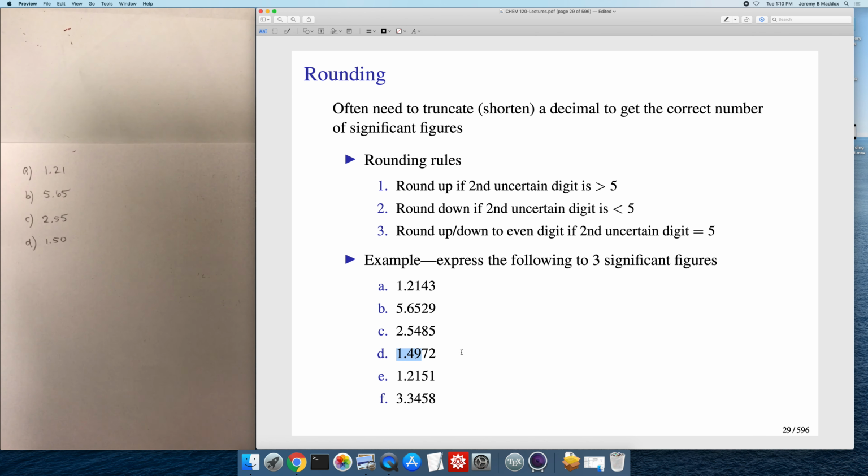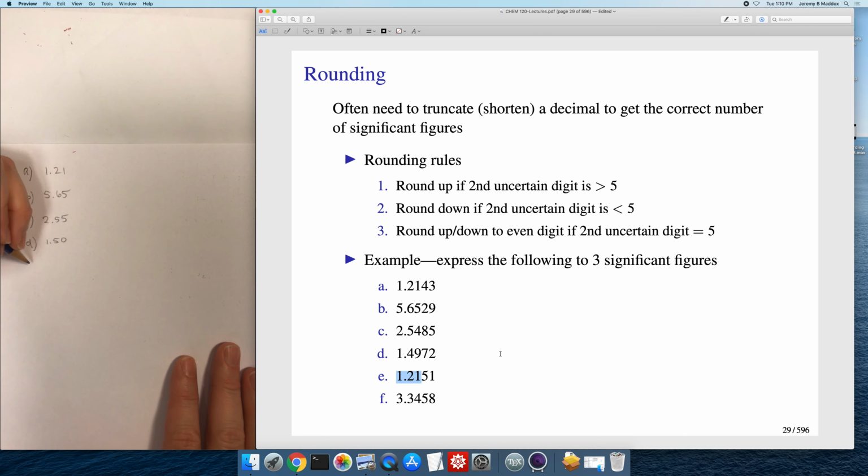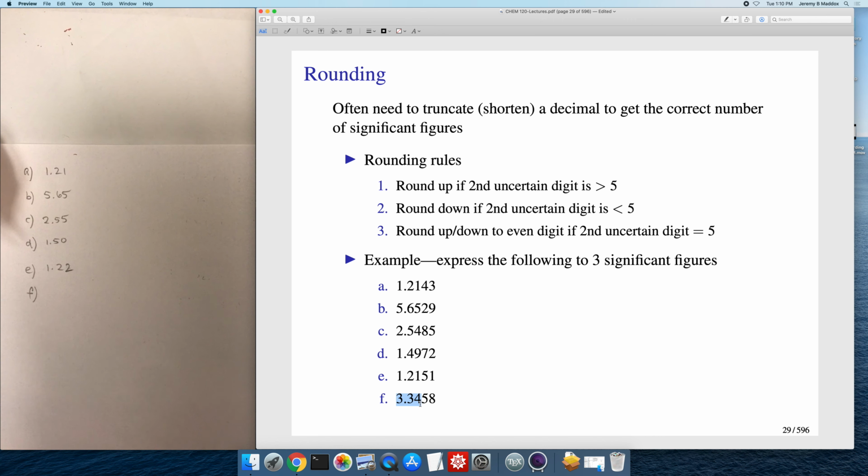In parts E and F, the second uncertain digit is 5. In part E, we see that if we round up, then the 1 would become a 2, which is an even number, and so we would round up in that case to 1.22. However, for part F, we see that the uncertain digit is already even. The second uncertain digit is a 5. In this case, we would round down to keep that digit even.